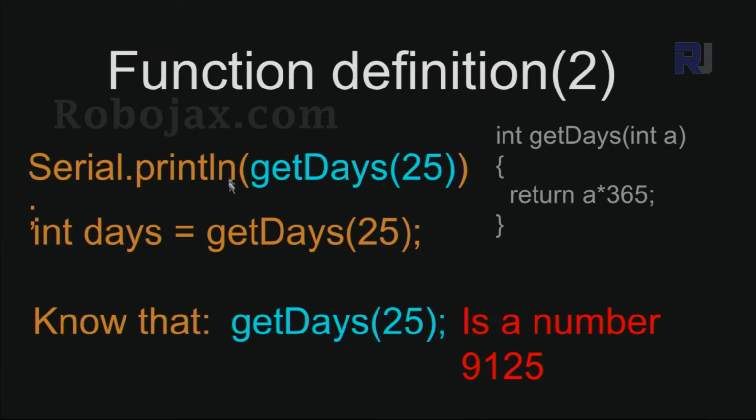This is also a function. Println is a function from the serial monitor. So with get days, we will pass the value here. This will be 9,125 and will be printed on the screen.